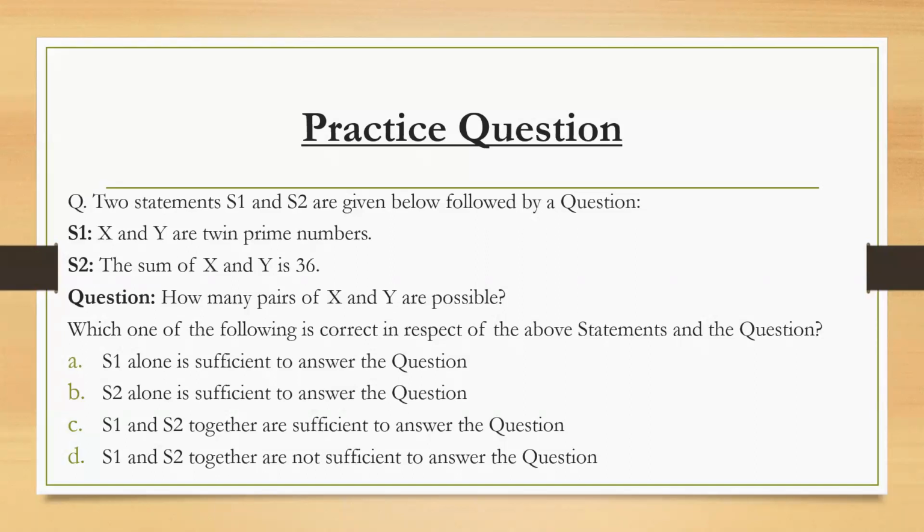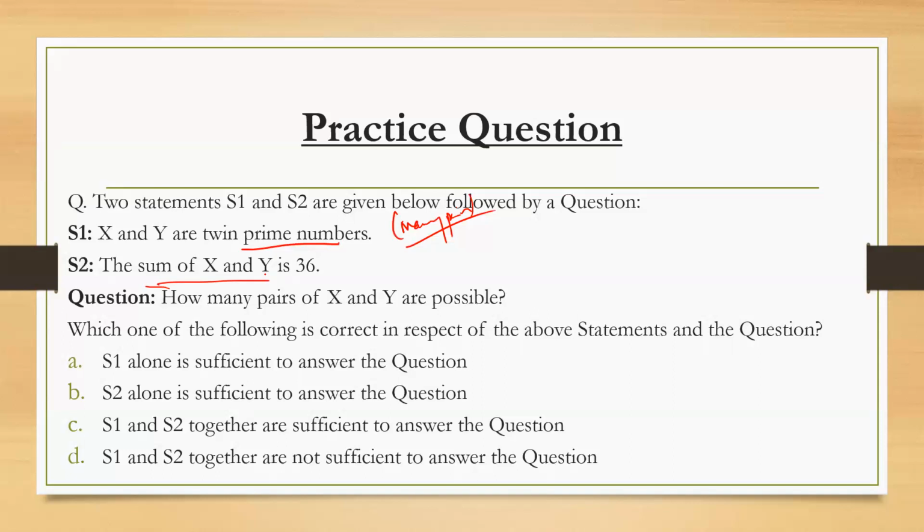Fine. Now, what about this one? X and Y are twin prime numbers. When we talk about twin prime numbers, that means we are talking about multiple such numbers could be there, right? The condition here is they have to be prime and the difference has to be 2. So here there are many pairs available. There is no limit here. Fine. So S1 alone will not answer my question.